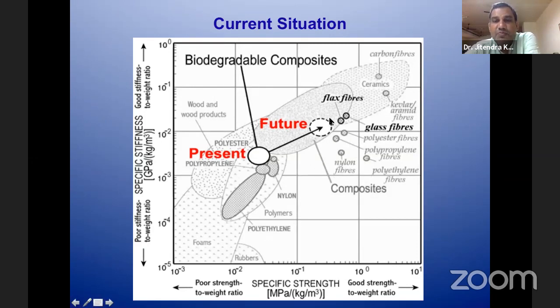We are moving to natural fibers, and we mix the natural fibers in the matrix like Kevlar, aramid, or some other fiber. We mix it in that particular one, and we can increase the mechanical strength as well as the physical properties of that material.